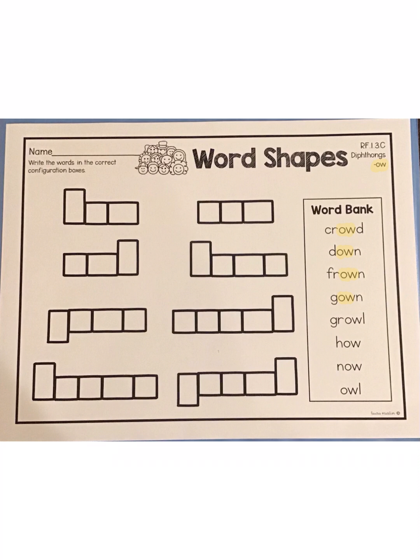Our next word is growl. Growl. G-owl. Then we have the word how. H-ow. How. Then we have now. Ow. Now. And our last word is owl. Owl.